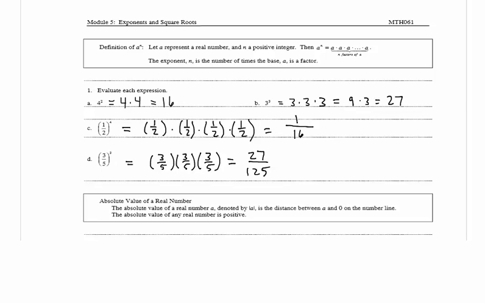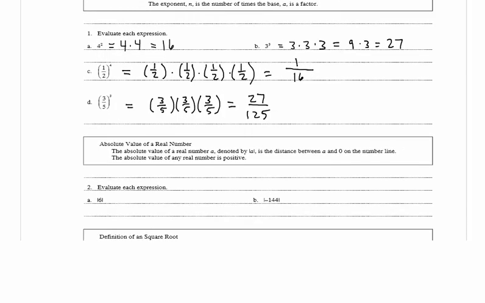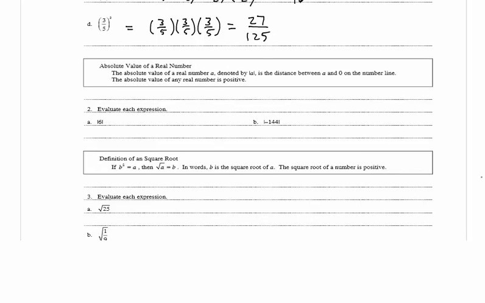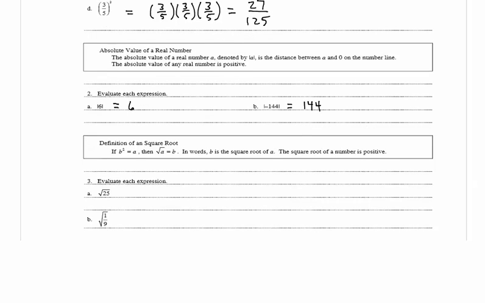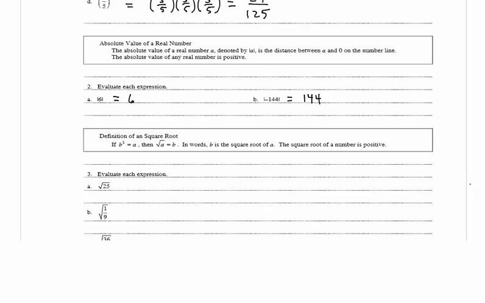And now we're going to take a look at absolute value. When you have absolute value signs around a number, we're always going to output the positive number. So we have the absolute value of 6 is equal to 6. And in B, we have the absolute value of negative 144. And the absolute value of negative 144 is 144. In 3, we want to evaluate each expression.